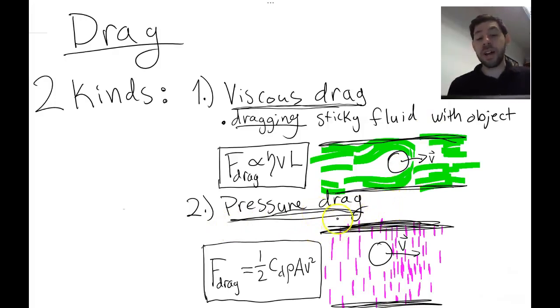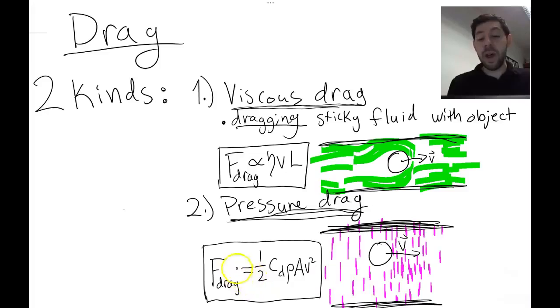Then pressure drag. Okay, so pressure drag occurs because when an object is moving in some substance that isn't necessarily viscous, there's still a buildup of the substance in front of the object as it moves. And so there's a higher pressure in front of the object and a lower pressure behind the object, and that creates a drag force backward also.